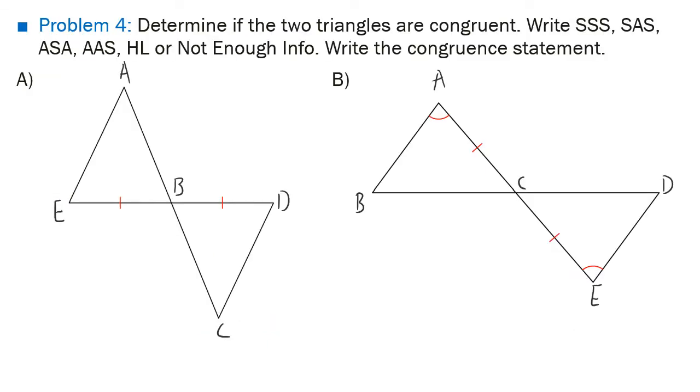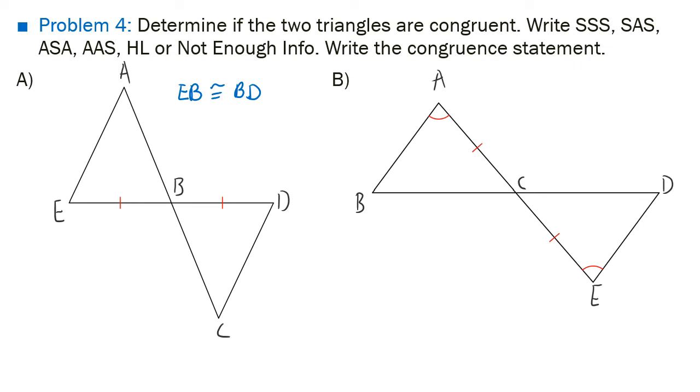All right, so it says determine if two triangles are congruent, write the theorem or none of information, and then write the congruency statement. So here for part A, we have two triangles. We have this one right here and this one over here. We can see that we have an angle, a side here and a side here marked in red. So we have EB is congruent to BD. So we know they are congruent.